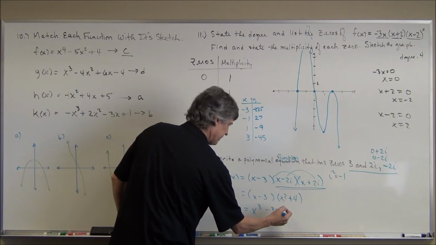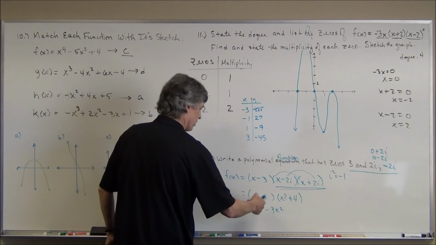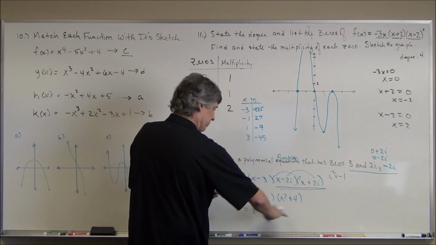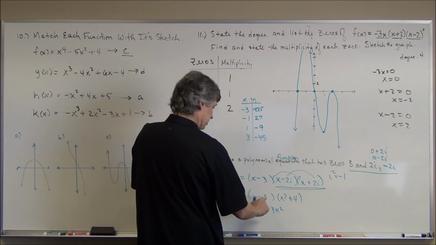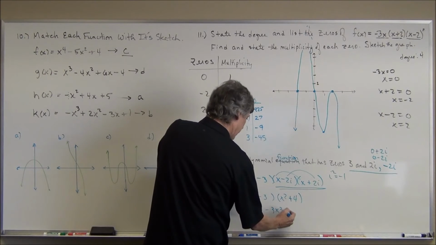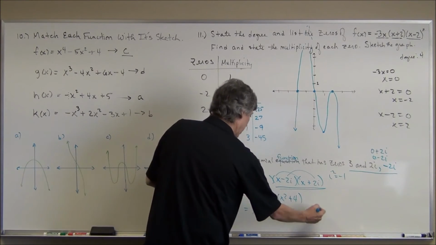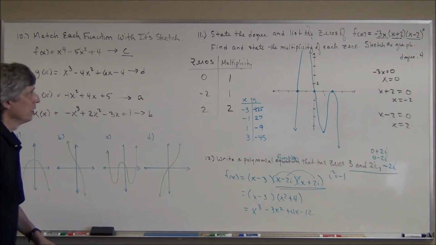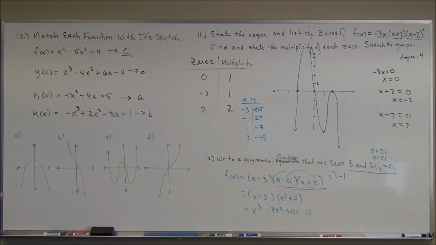I'm not doing a pure FOIL here. I'm trying to get the ones, as I wanted to put it in descending order. So let's see, that would be plus 4x and minus 12. You can double check my work there. But those are the problems that are very similar to your review sheet, Aiden.